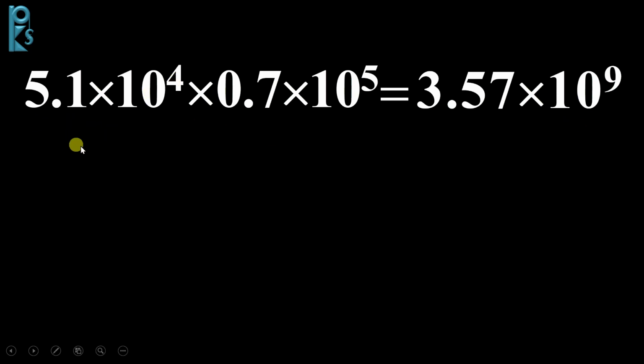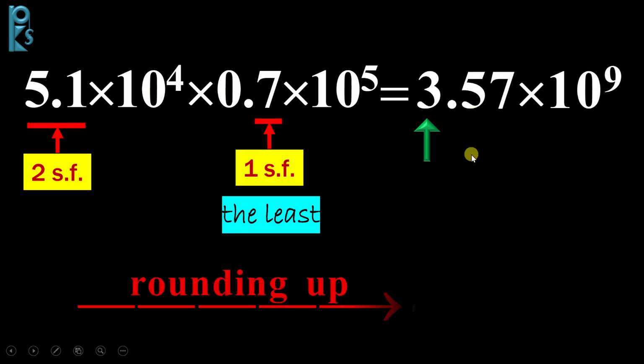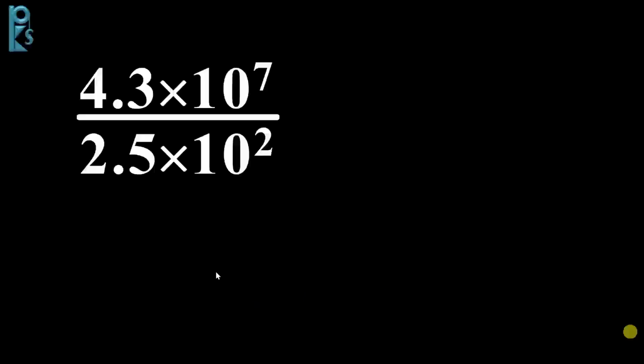The first term has the coefficient of 5.1, which has 2 significant figures. The second one has just 1 significant figure, so the least number of significant figures is 1. The answer must have just 1 significant figure, so I should keep the 3. But as 5 and greater than 5 are rounded up, I will get 4 times 10 to the 9.